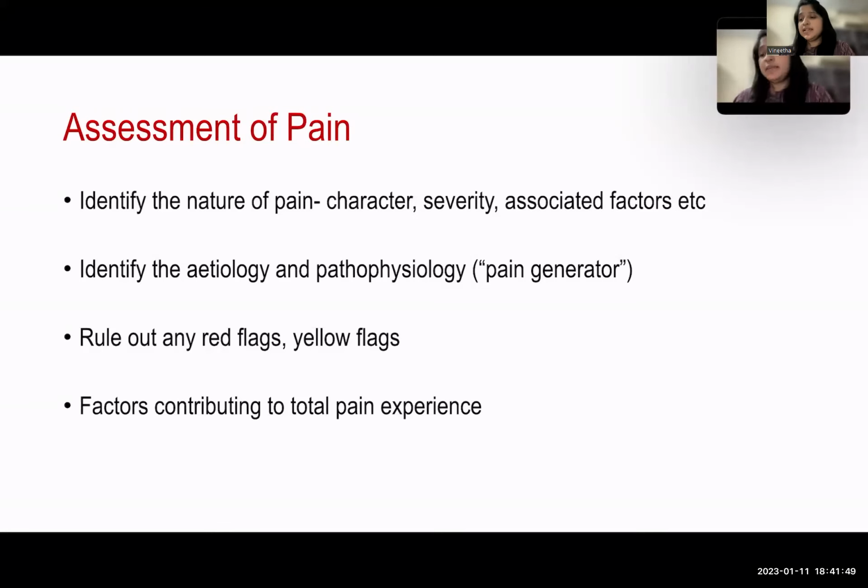So that is mainly the history taking. I'm not going to talk about the examination or anything here, just a few salient points about the history taking. When you take history of a cancer pain or any chronic pain patient, we should have some aims, right? Our target. Our aim should be to identify the nature of pain, the character, neuropathic pain, nociceptive pain, the severity, the associated factors, temporal association, and all those things.